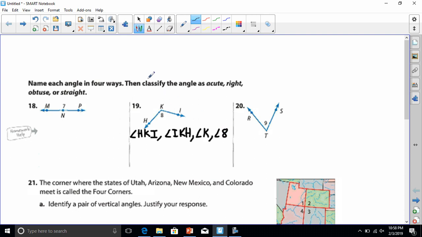All right, the last part says classify the angle as acute, right, obtuse, or straight. This looks to me bigger than 90 degrees, so I'm going to call it obtuse.